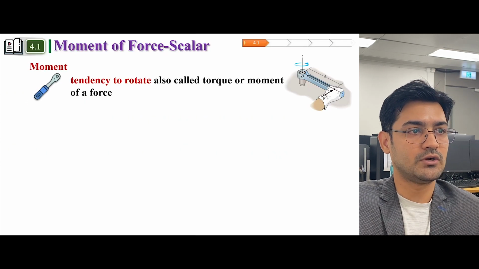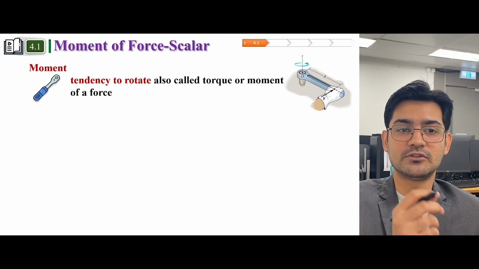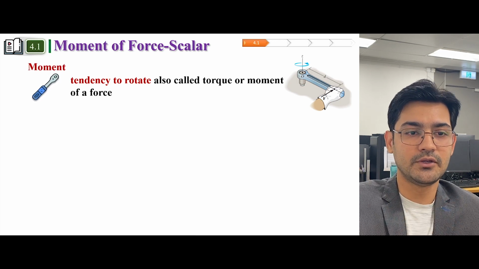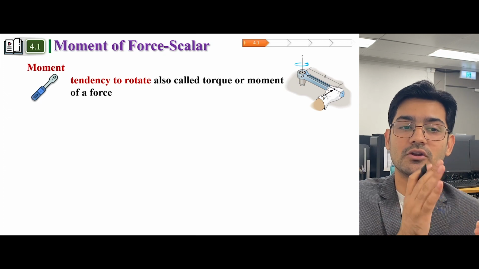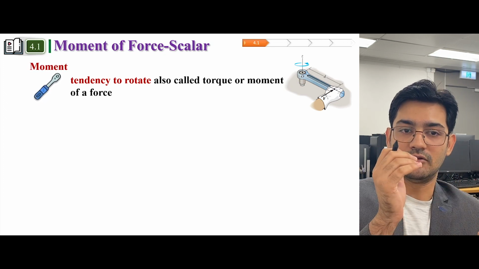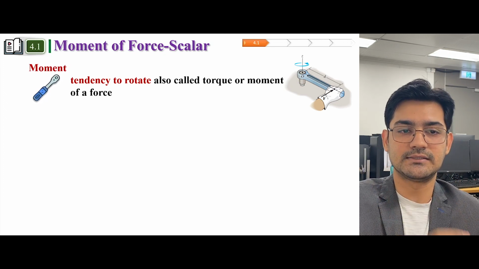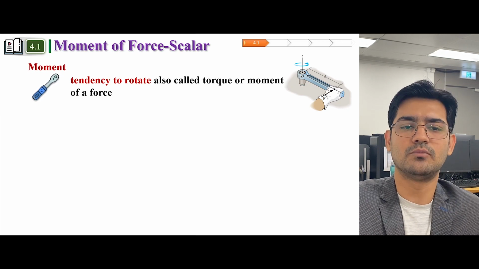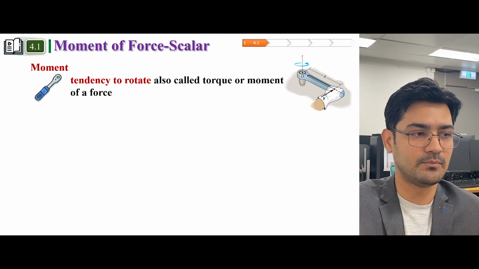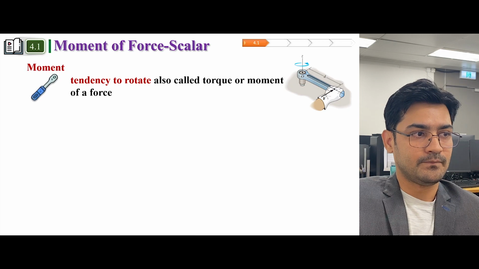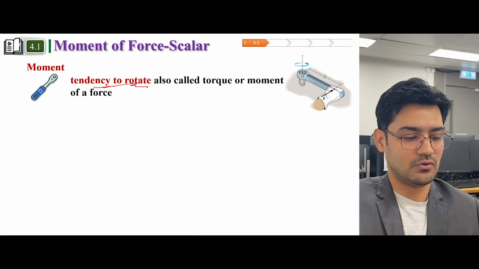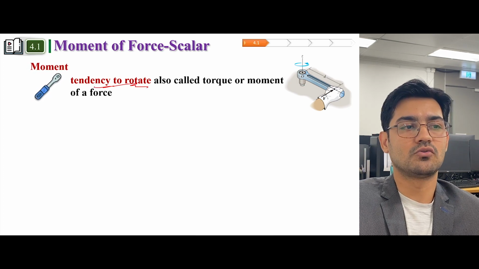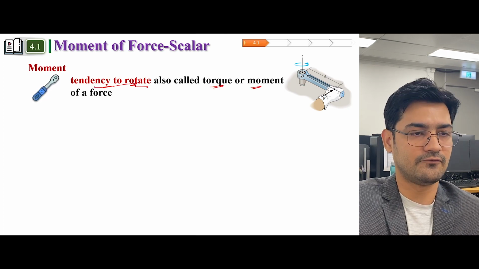Now, what is a moment? When a force is applied to a body, it will produce a tendency for the body to rotate about a point that is not on the line of action of the force. Now, this tendency to rotate is sometimes called torque, but most often it's called moment of force or simply moment. So, what I mean is that moment is actually nothing but a tendency to rotate, and it's also called torque or moment of a force.